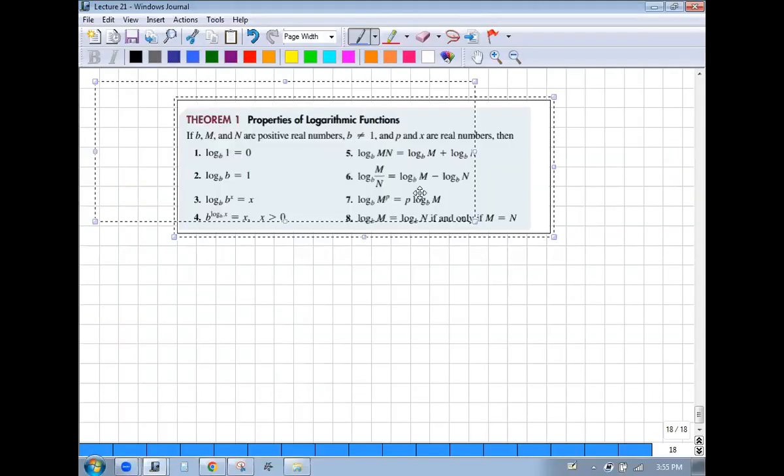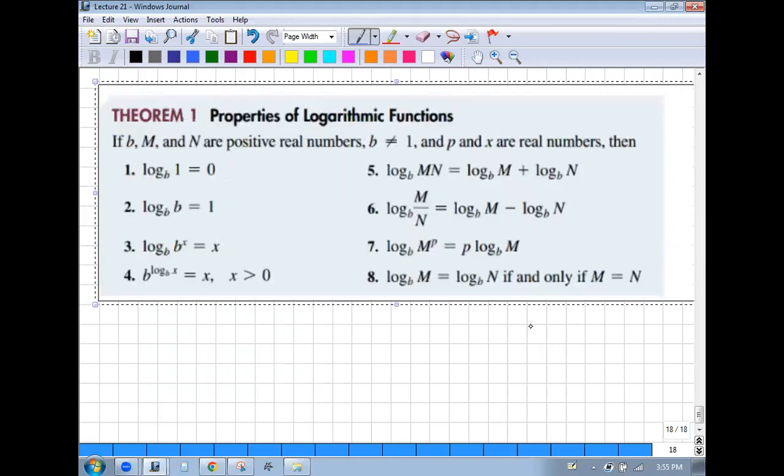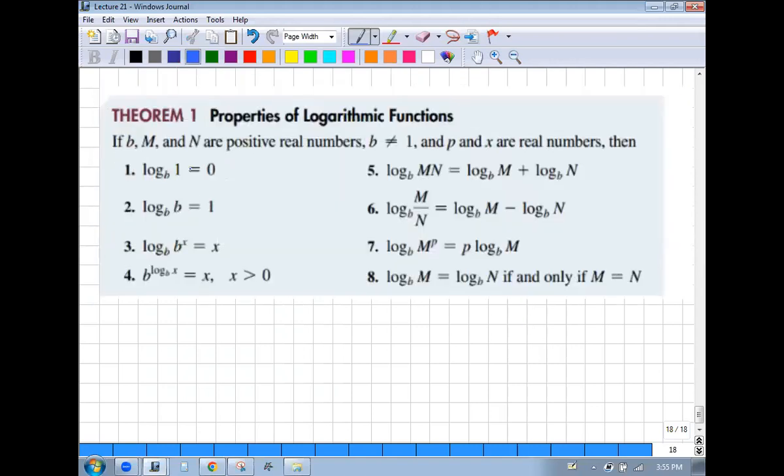Some of these I've already told you over and over again. Okay. Log base b of 1 is 0. This is because anything to the 0 power is 1. Okay. This b is the same thing as b to the first power. Those undo one another and you get 1. Okay. So log base b of b is going to be 1. Those undo one another and you get your x. These undo one another and you get your x because they're inverses of one another.